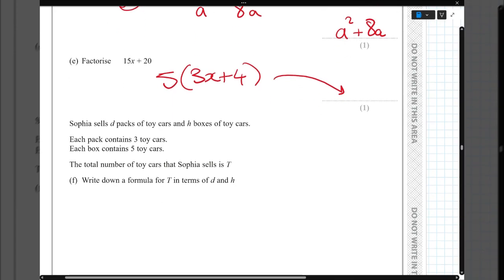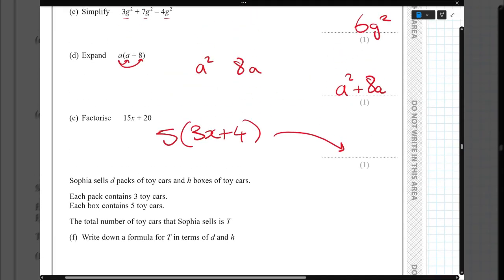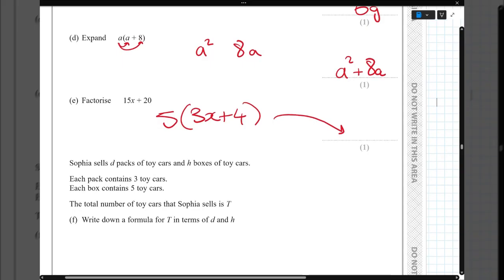Right, sorry, I went over that one a bit quick. We can divide both those numbers by 5. So 5 comes on the outside of the bracket, and then you divide both of those two terms by 5, and that will then give you your solution. For the expanding, we're just multiplying each term by what's on the outside of the bracket.